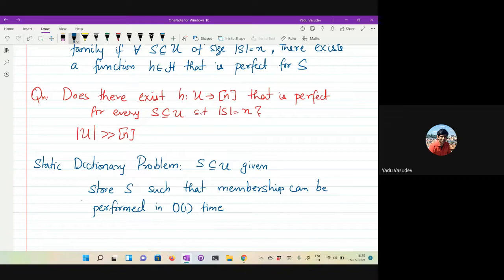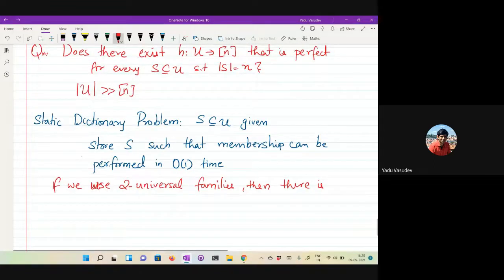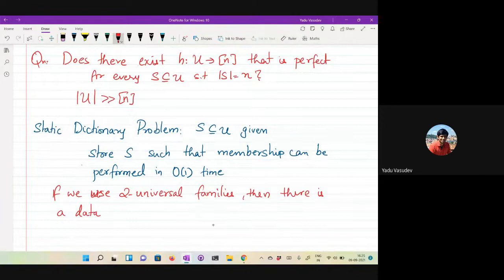Right? Now, what we have seen already is that if you use two universal families, then there is a data structure for us of size order cardinality S squared, correct? This is what we have just seen.